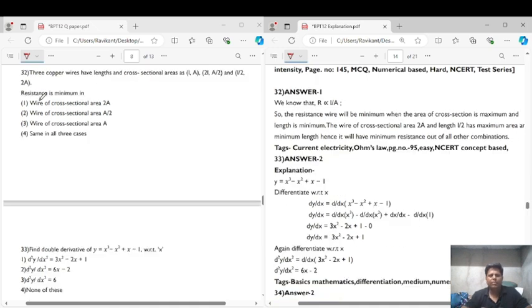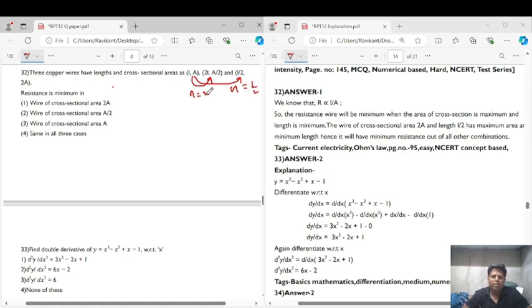A copper wire has length L and cross-sectional area A. There are three copper wires: L and A, 2L and A by 2, and L by 2 and 2A. So from here we can say the volume for all the wires is the same. If the volume for all the wires is the same, then from here to here the wire is stretched to double its length. So here the factor of stretching is equal to 2. Then from here to here the wire is compressed to half of its length. So the factor is equal to 1 by 2.